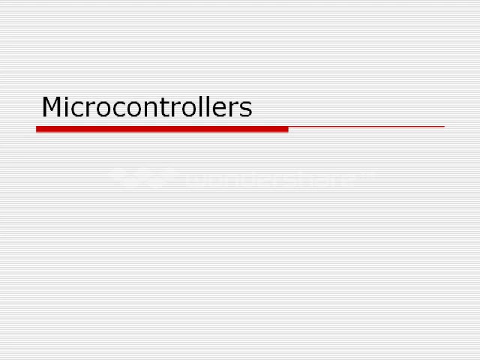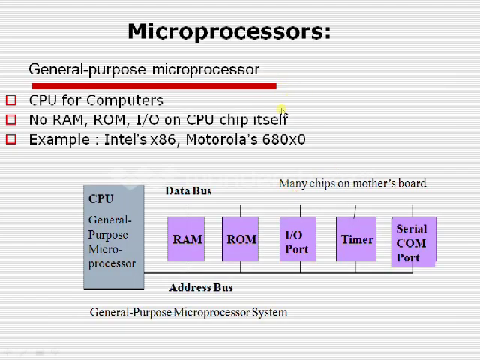Okay, now let us see what is a microprocessor initially. So what is a microprocessor? It is also called a general purpose microprocessor. Why? Because we can use these processors in any kind of application, and this is used as the CPU for computers. It has no RAM or ROM, so it doesn't have any external peripherals. So we have to connect the external peripherals to make it a full computer.